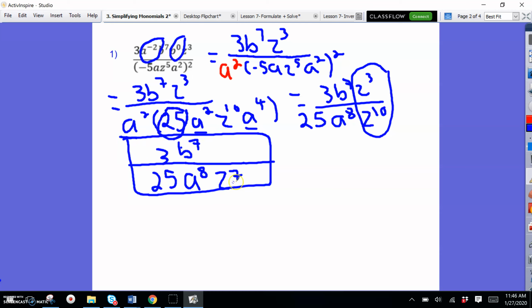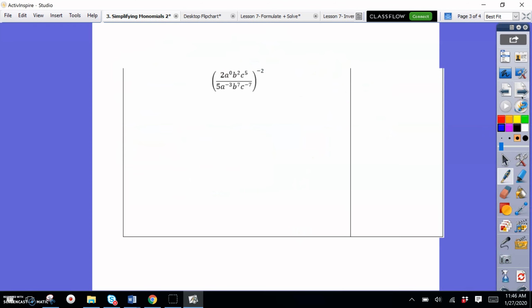And that's it. This is about the most that I can simplify this to. There's one of each variable, there's no negative exponents, no zero exponents, and my coefficients are simplified, so this is completely simplified. Okay, now let's do one more example.